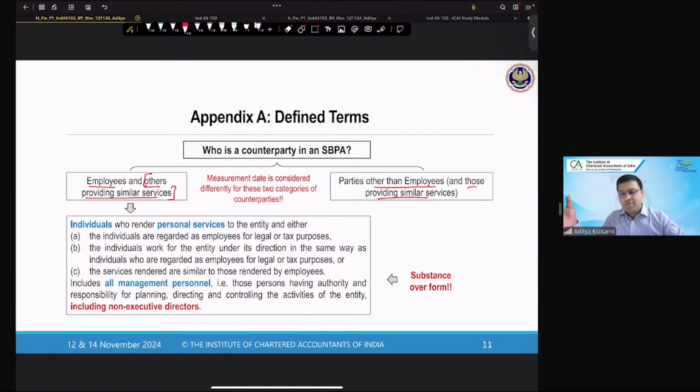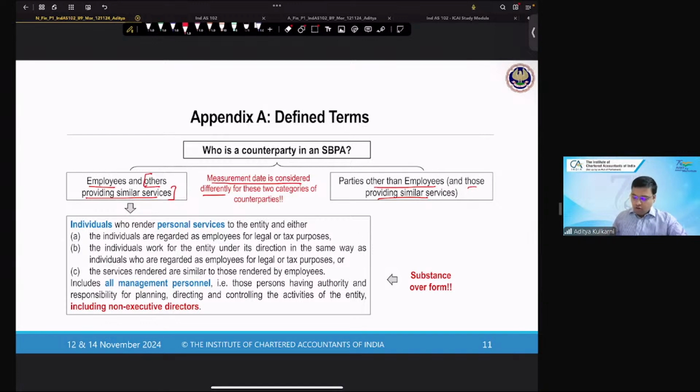Categorization for this counterparty, why is it so important? The reason is that the measurement date is considered differently for these two categories of counterparties. When you have an employee share-based payment arrangement where employees are providing services to you, the measurement date will be the grant date. We will look at these terms later. But when you have other than employees, it becomes the date when you are in receipt of the goods or services. We will be looking at that.